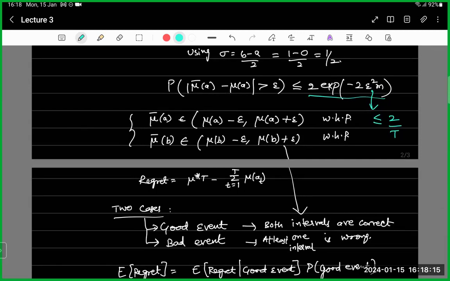And also, if we define the bandit, what is going on? What is the property? One of the intervals goes wrong. So what is the probability that one of the arms' intervals is wrong? If you use the union bound again, what will you get? 4 into this thing, because this is the arm.